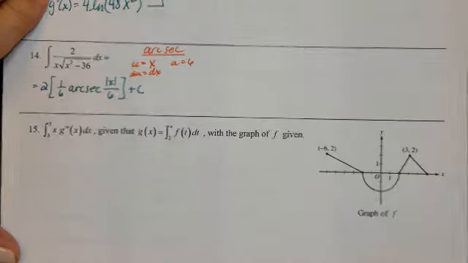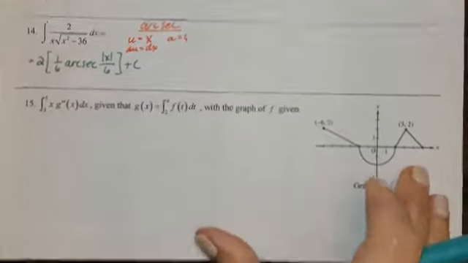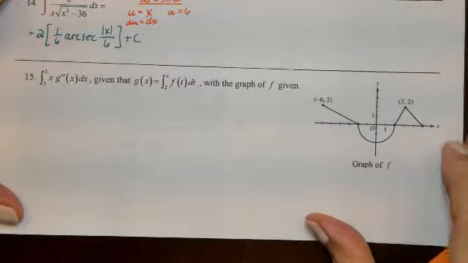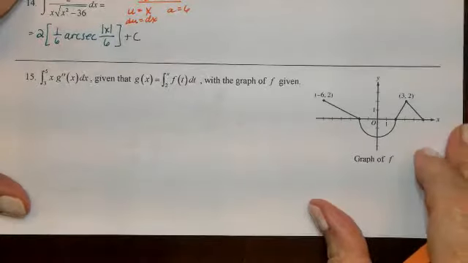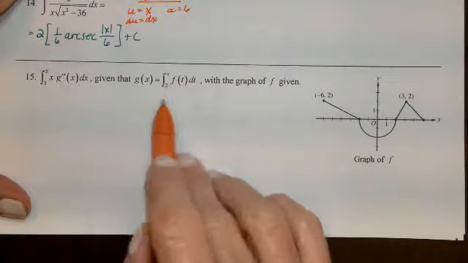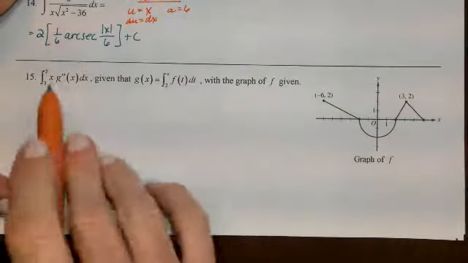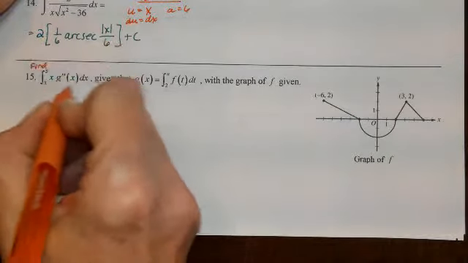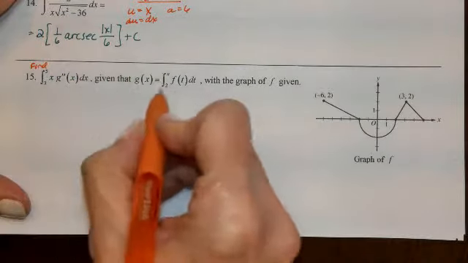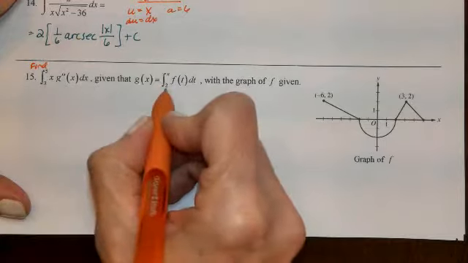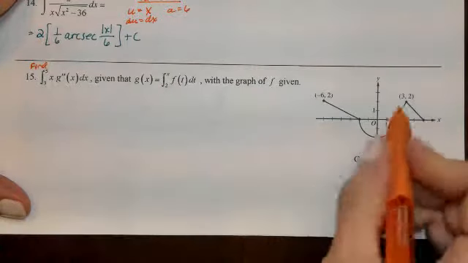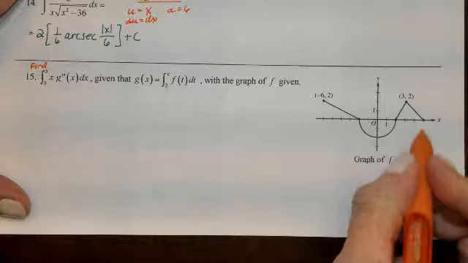So I made up this little problem. And these are not real easy to make up, but anyway, I think I managed to do it. All right, so here we're asked to, I didn't say find, but this should say find this integral, given that g is the integral from 2 to x of f of t, and here's the graph of f.